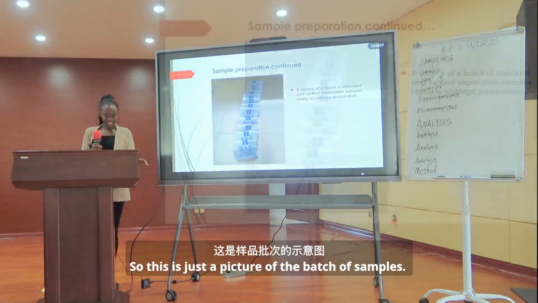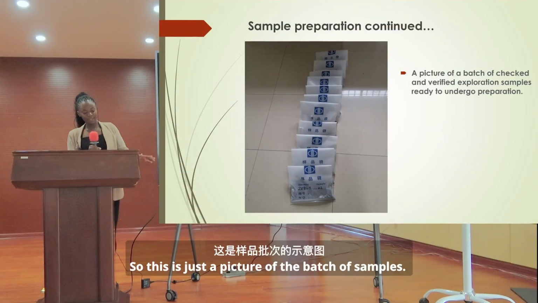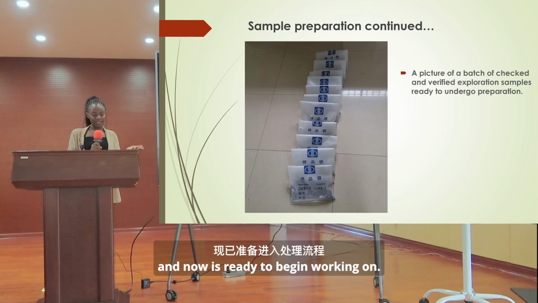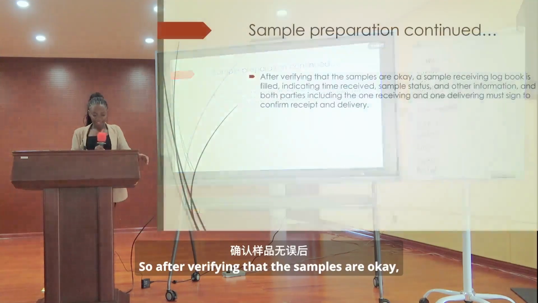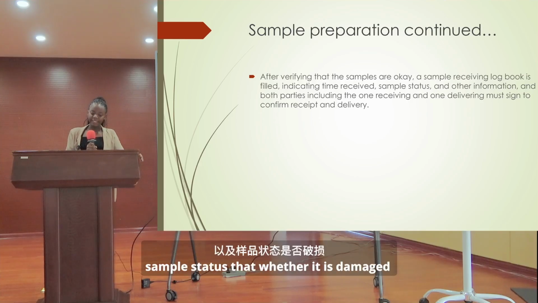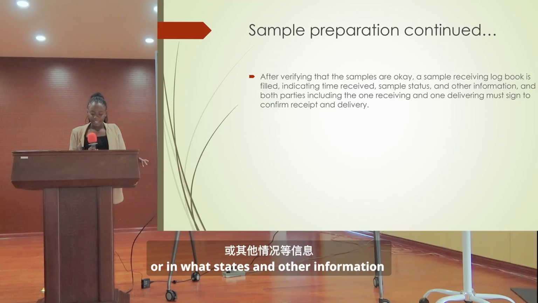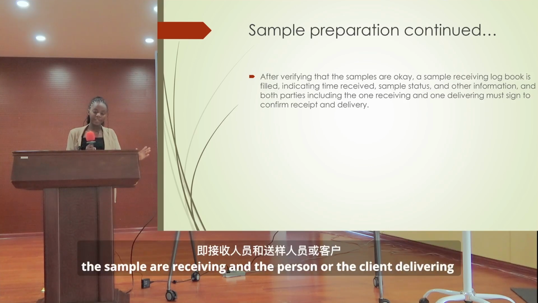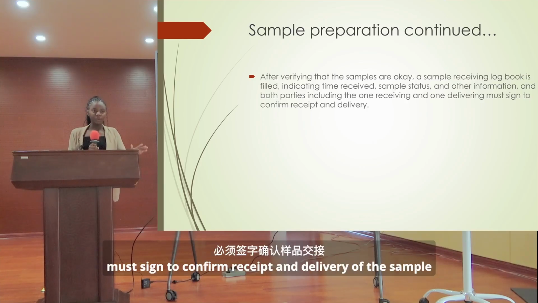This is just a picture of a batch of samples that has been checked and verified, and is now ready to begin working on. After verifying that the samples are okay, a sample receiving logbook is filled, indicating time received, sample status, whether it is damaged or in what state, and other information. And both parties, the sampler receiving and the person or client delivering, must sign to confirm receipt and delivery of the samples.